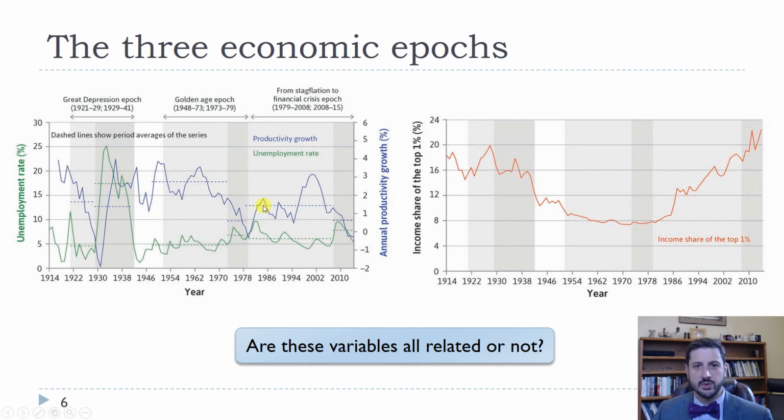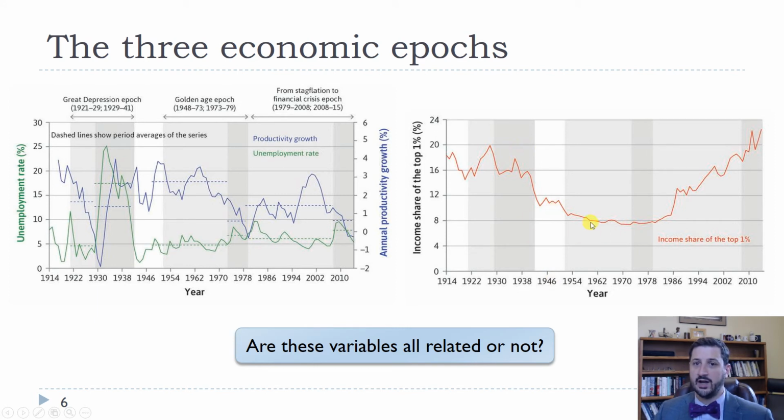And then we had this period that was called the Great Moderation for a while. Productivity growth was pretty good, but not great, but the unemployment rate was pretty low. If we look at the income share of the top 1%, you can see it was high in the 1920s and early 1930s.